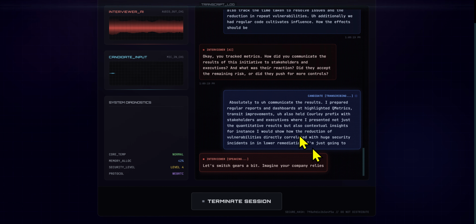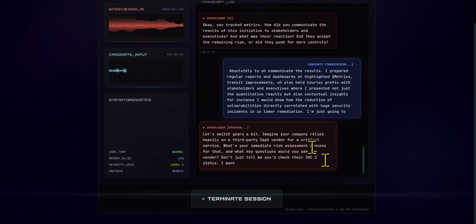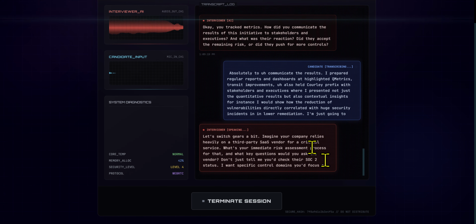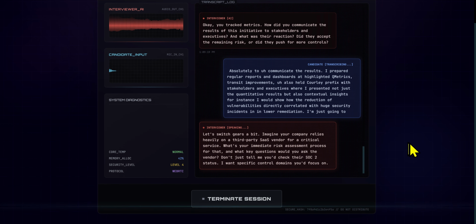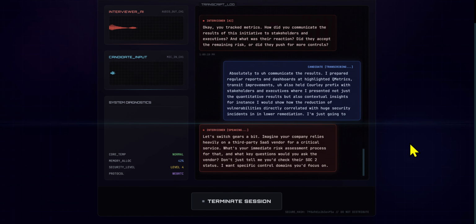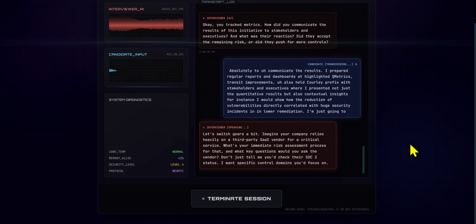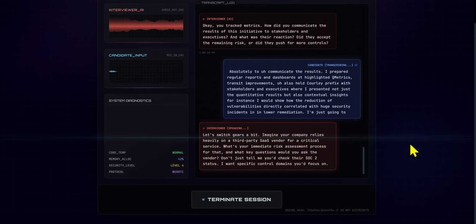Let's switch gears a bit. Imagine your company relies heavily on a third-party SaaS vendor for a critical service. What's your immediate risk assessment process for that? And what key questions would you ask the vendor? Don't just tell me you'd check their SOC 2 status. I want specific control domains you'd focus on.